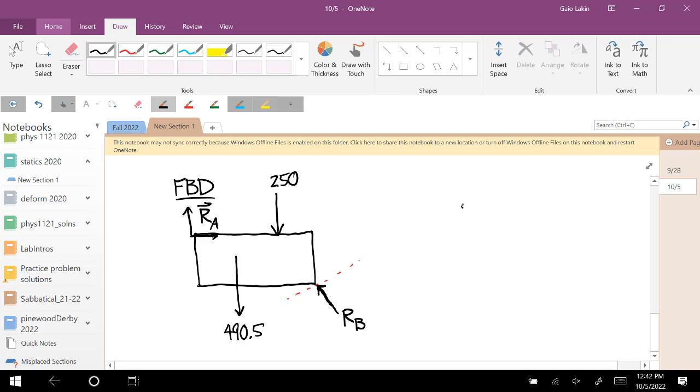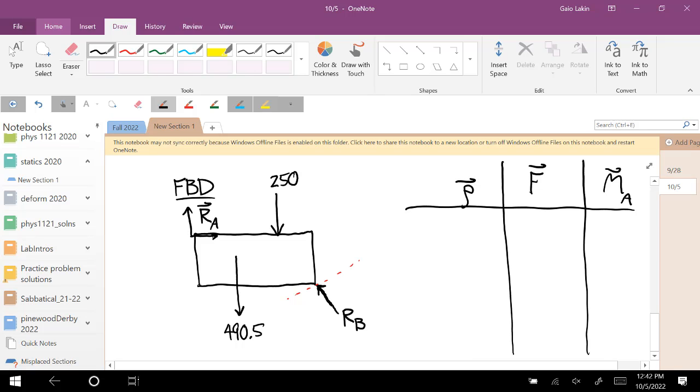Okay, so now I'll write out the table: rho, force, moment. I'll do my about point here at A. So for that force RA, the rho vector is 0. The force is RAX, RAY. And the moment is 0.